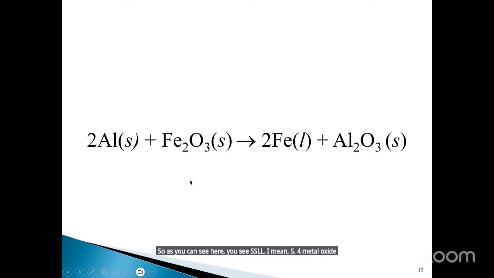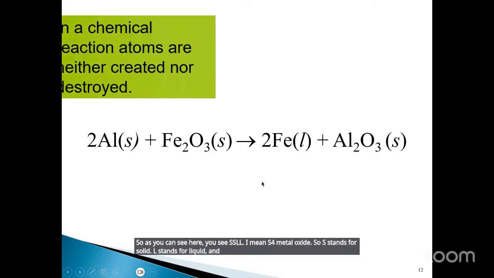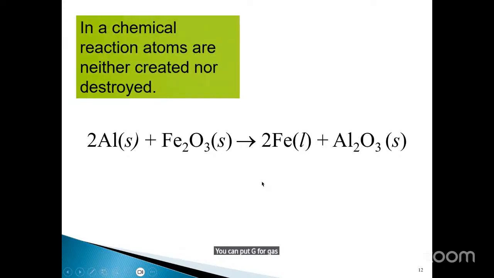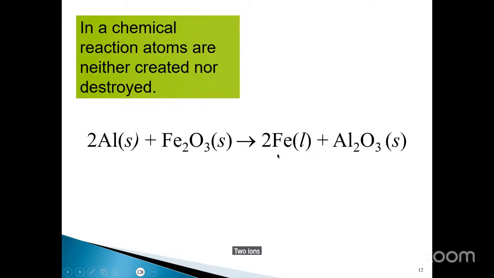So S stands for solid, L stands for liquid, and you can put G for gas, and AQ for aqueous solution, all right? And as I stated before, as you go from the reactants to the products, atoms are not created nor destroyed. Whatever the number of atoms of each element present on the left side, it's going to be the same on the right side. So you have 2 aluminums here, 2 aluminums here, 2 irons here, 2 irons represented here, 3 oxygens here, and 3 oxygens here, all right?